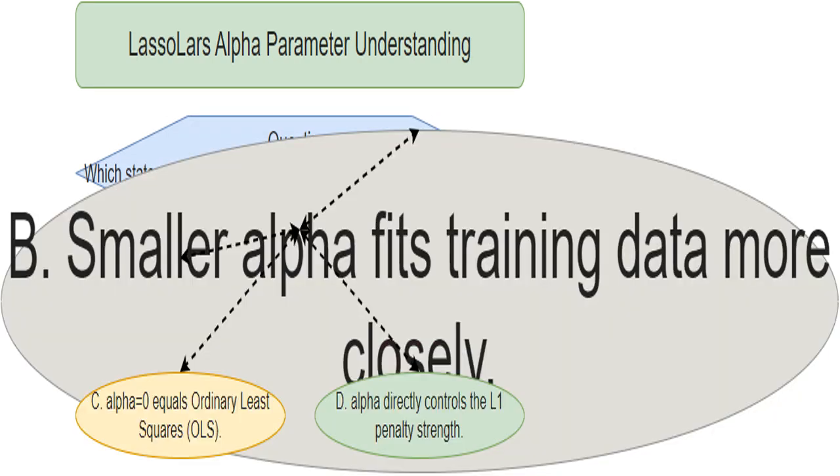When alpha is zero, there's no penalty. This means it's equivalent to ordinary least squares, OLS, regression. OLS is a method that aims to minimize the sum of squared differences between predicted and actual values. It doesn't perform regularization and can easily overfit, particularly with datasets having many variables.